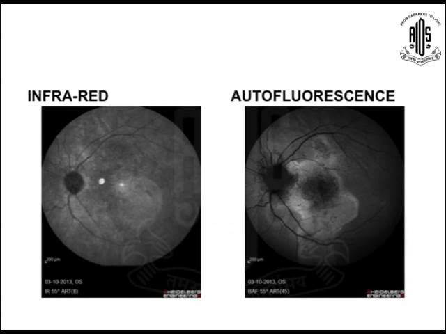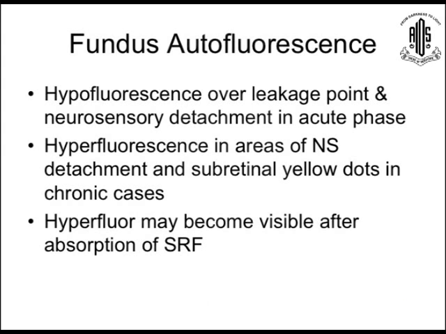So here we can see these infrared photographs, and you will see the autofluorescence. This is a tract going down, which is not so much visible in the infrared. And the hyperfluorescence over leakage point and neurosensory detachment in acute phase. And in chronic case, we will get hyperfluorescence areas of neurosensory detachment and subretinal yellow dots, which we find. And after absorption of the subretinal fluid, the lesion may become hyperfluorescent.